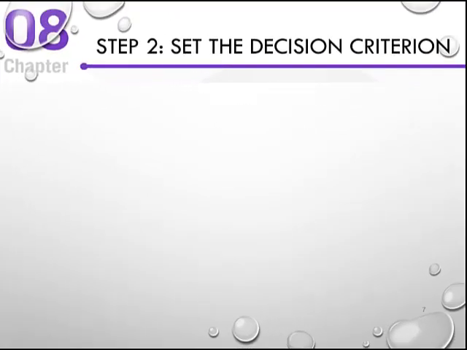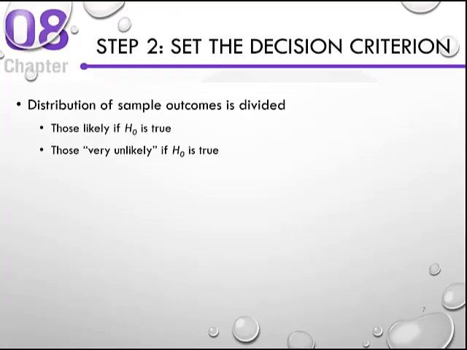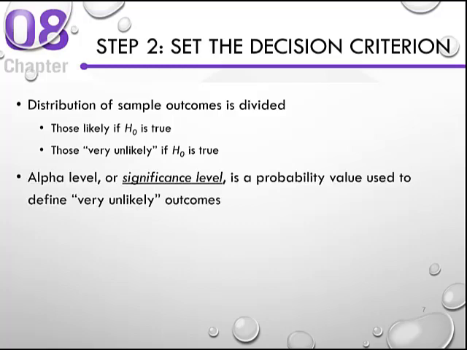In step 2, we're setting the decision criteria. So after we state our null hypothesis and our research hypothesis, we need to set the decision criteria of what kind of sample data would be reasonable if our null hypothesis is true, and what kind of sample data would be very unlikely. The term very unlikely is defined by the alpha level for the test. So the alpha level, or the significance level, is a probability value used to define very unlikely outcomes.